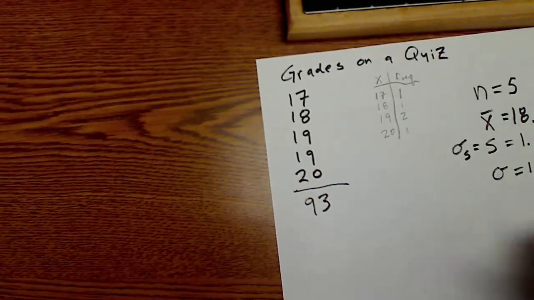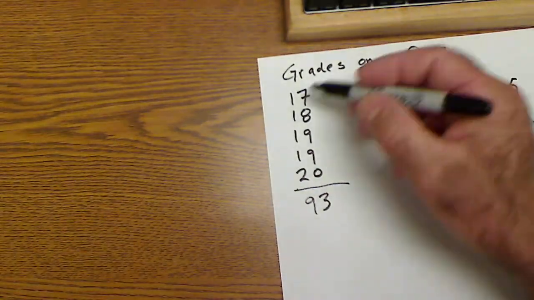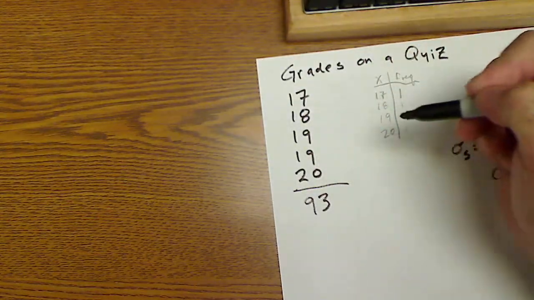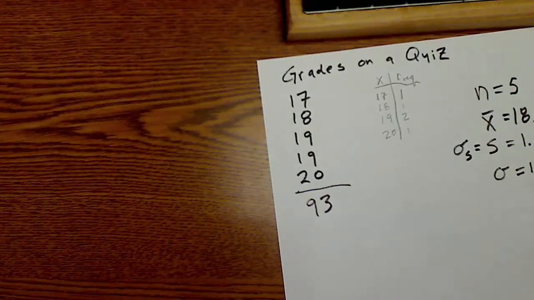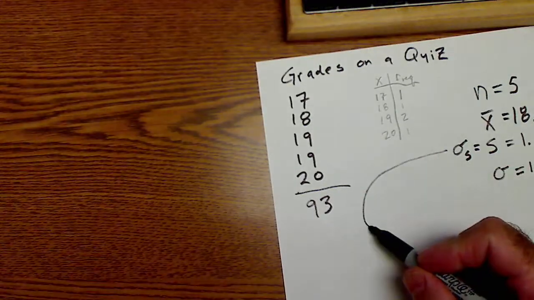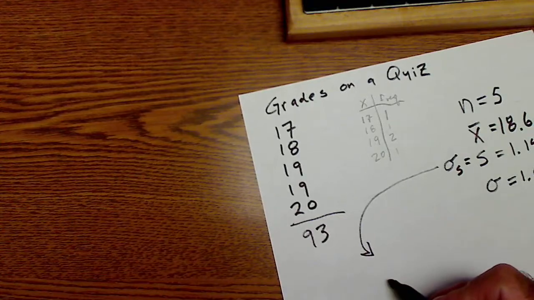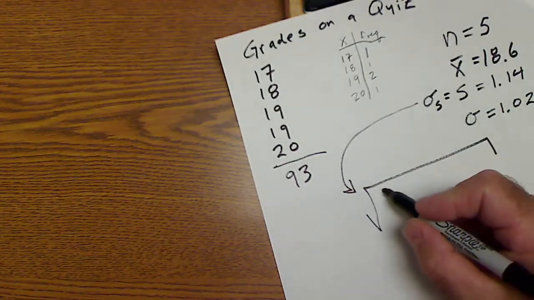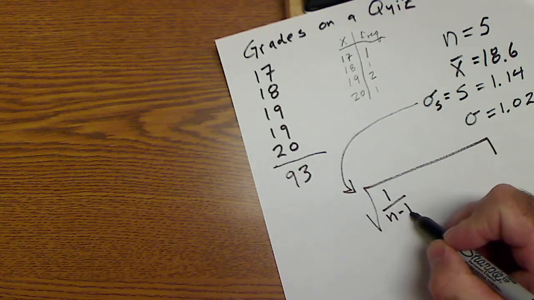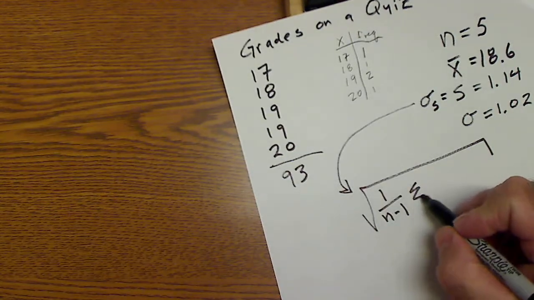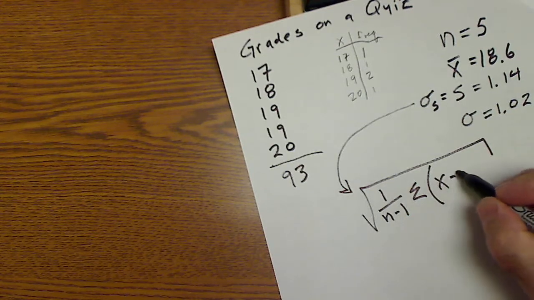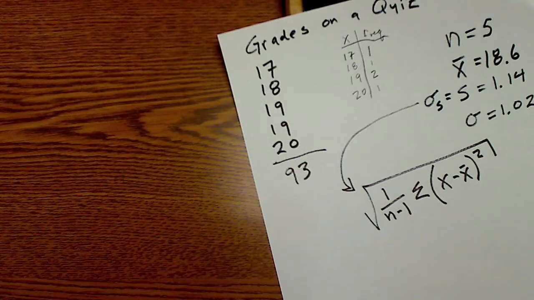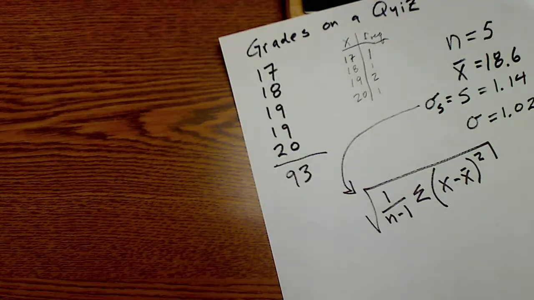So let's say I had a class of 30 and I only sampled these 5 right here. So this is sample statistics, and I'm trying to figure out how well this represents the whole. The way I calculate standard deviation of the sample, it's equal to the square root of 1 over n minus 1, the sum of deviations squared.